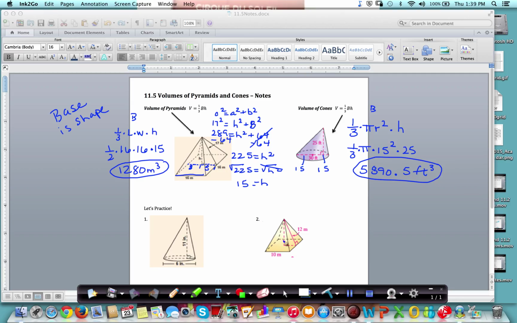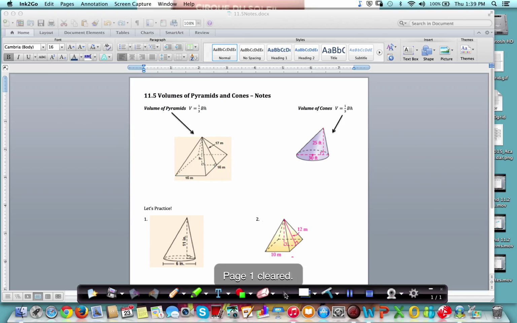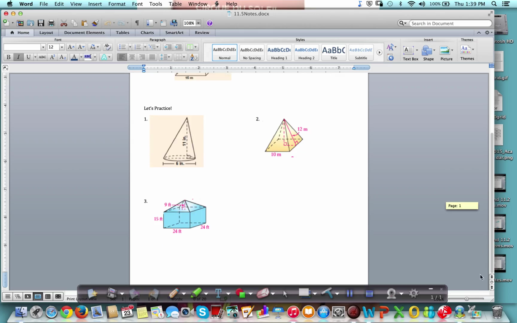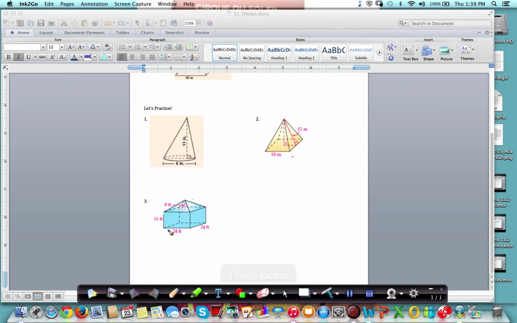Okay, let's practice a couple. We have 3 example problems. Scroll the page up, and we'll go ahead and try those. So there's our 3 practice problems. Let's look at the first one.